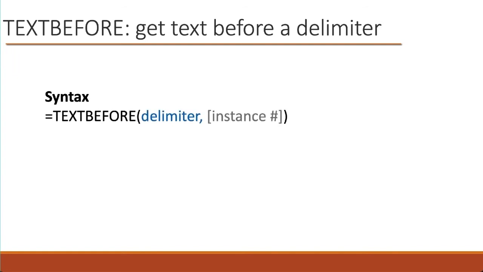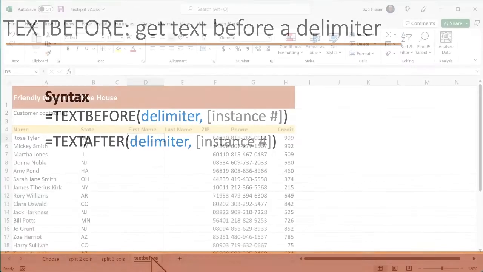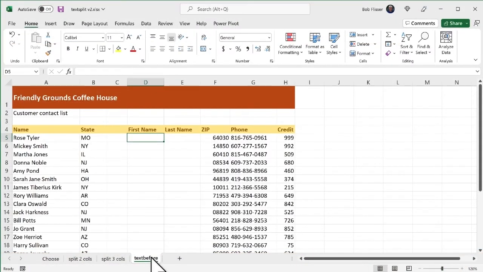The syntax is equals text before, put in the delimiter you want, and optionally, you can put in which instance you want. So in a case where we have middle names, you will have more than one instance of that space, right? You'll have the first one and the last one. Text after works the same exact way. Same syntax. So let's go into this sheet and we'll give it a try.